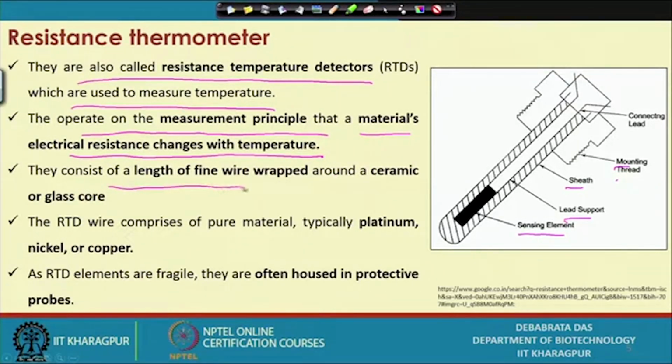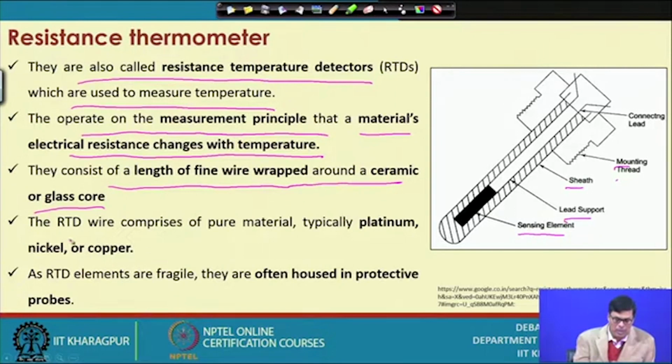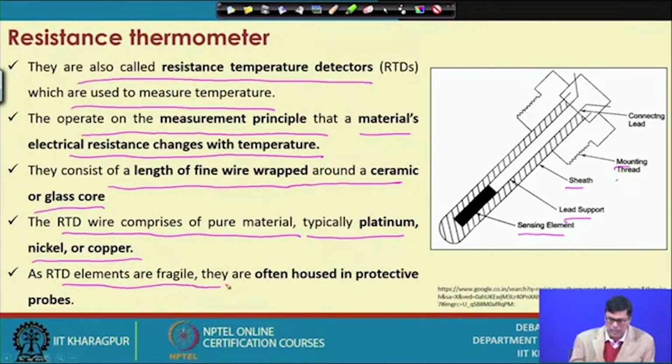They consist of a length of fine wire wrapped around a ceramic or glass core, and RTD wire comprises pure material, typically platinum, nickel and copper. RTDs are fragile, and they are often housed in protective probes. So RTD means resistance temperature detector.